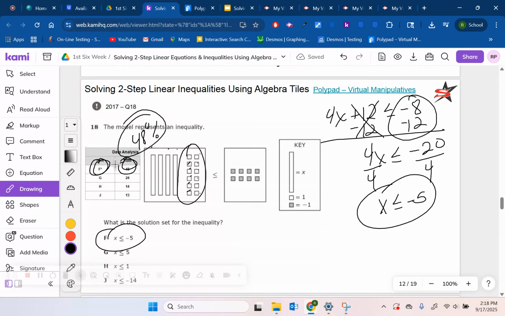Very easy problem, but I can see where it might be difficult for students, because if they're not taught with tiles, they're dead in the water, man. They're not going to go very far, right? They're swimming upstream, and they're not going to make it. But if you use the tiles, this is super easy.